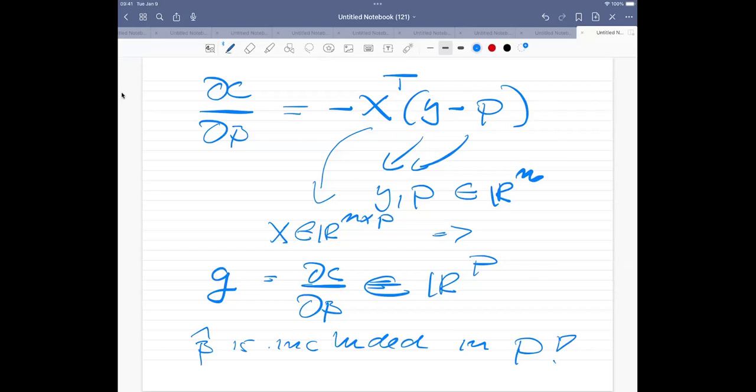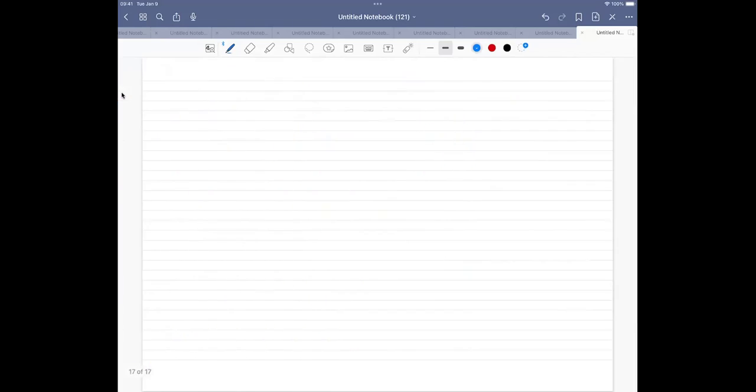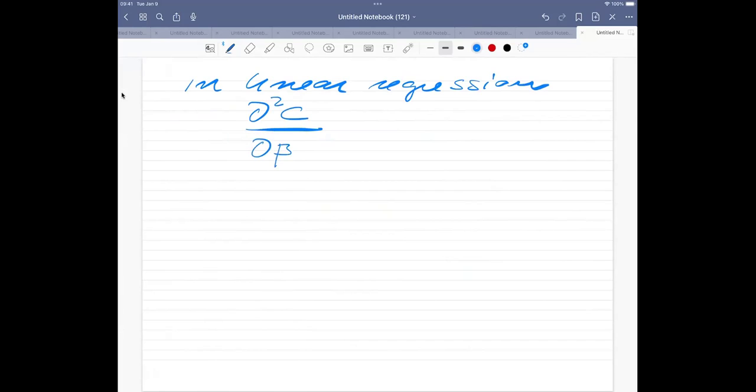I also wanted to add a new quantity here. So in linear regression, there we found that the second derivative of the cost function, and this is a matrix, which we call the Hessian matrix, is given by 2 divided by n, depending on how we define the mean square error. So this was called the Hessian matrix, the second derivative.